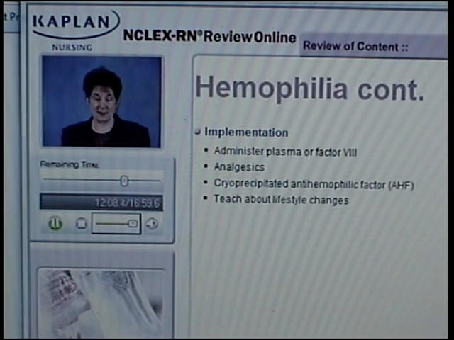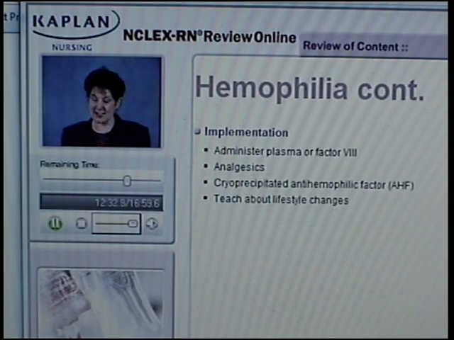Under implementation, what they will be administered is plasma that contains the clotting factors, or actually factor VIII. They will get, or should get, analgesics, again because of the pain involved, the joint pain. But remember, you do not use the NSAIDs or aspirin, because they decrease platelet aggregation, and that would promote excessive bleeding with these patients, which is exactly what they don't need. They can get the cryoprecipitated antihemolytic factor, or AHF.